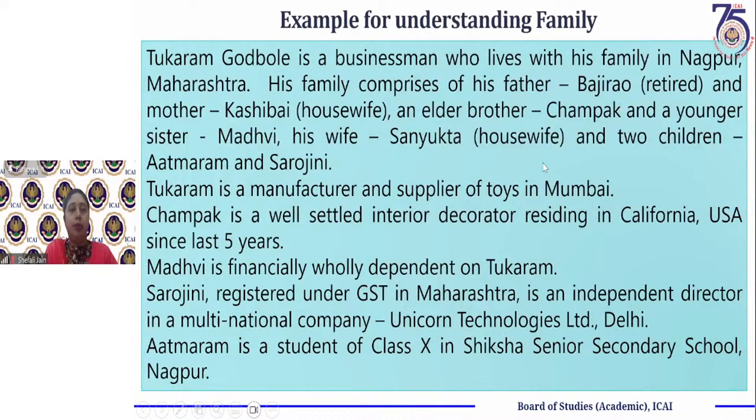Tukaram Godbole is a businessman who lives with his family in Nagpur, Maharashtra. His family comprises his father, Bajirao, who is a retired person; his mother, Kashibai, who is a housewife; an elder brother, Champak, and a younger sister, Madhvi; his wife, Sanyukta, who is a housewife; and two children, Atmaram and Sarojini. So this is his family structure.